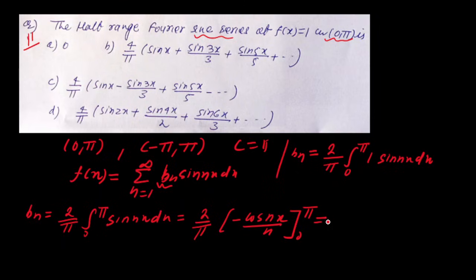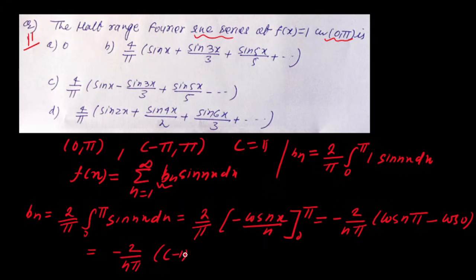Integration of sine nx is minus cos nx by n, and limit is 0 to pi. So I can take this minus 2 by n pi, I can take this n out and minus out. I will get cos n pi and minus cos 0. So cos n pi is actually what? It is minus 1 to the power n, and cos 0 is 1.